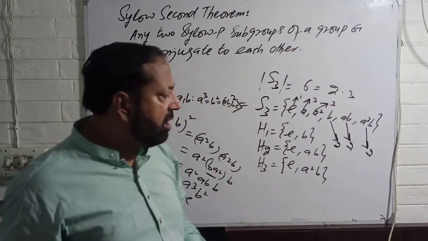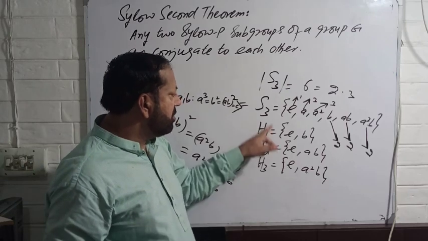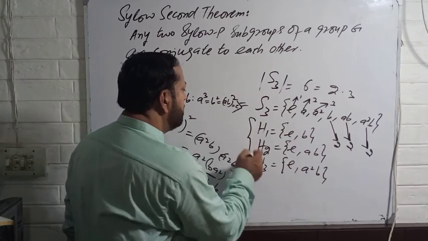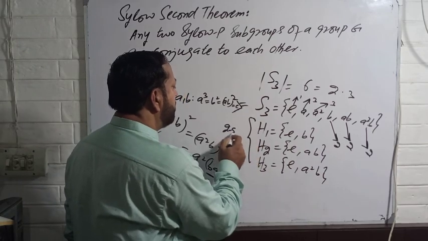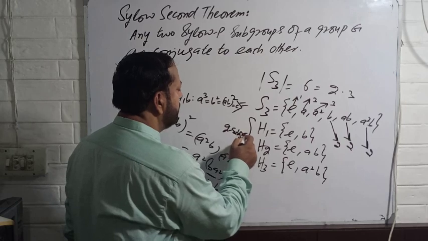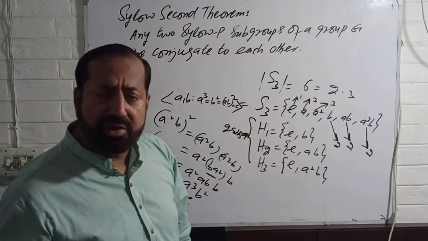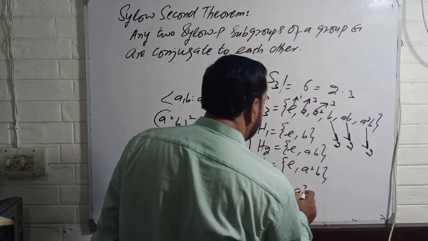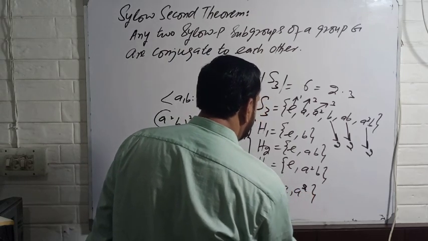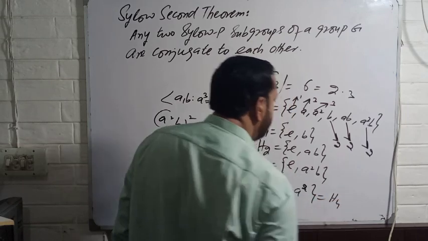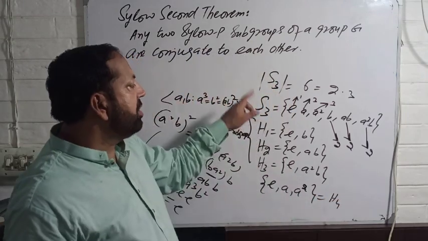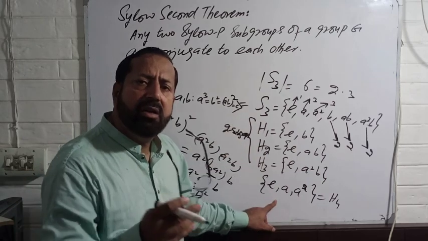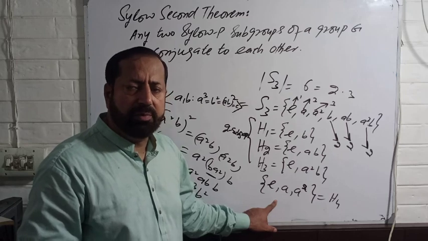So these are the subgroups. We have three subgroups of order 2 in S3, and you have another subgroup which is a 3 subgroup. That was <A square>. Say this is your H4. It's a 3 subgroup. So S3 has three Sylow 2 subgroups and one Sylow 3 subgroup, right?